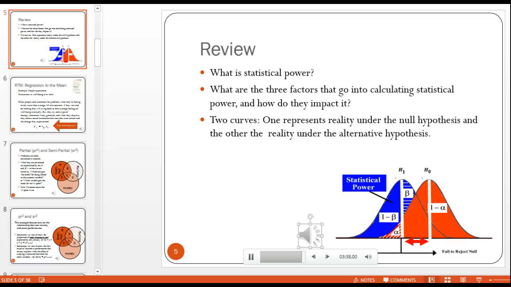So keep working with it, keep thinking about it. Don't give up, persist through this so that you can have a good idea of each of these different elements and how they impact the probability of us detecting a true effect that really does exist in the population.